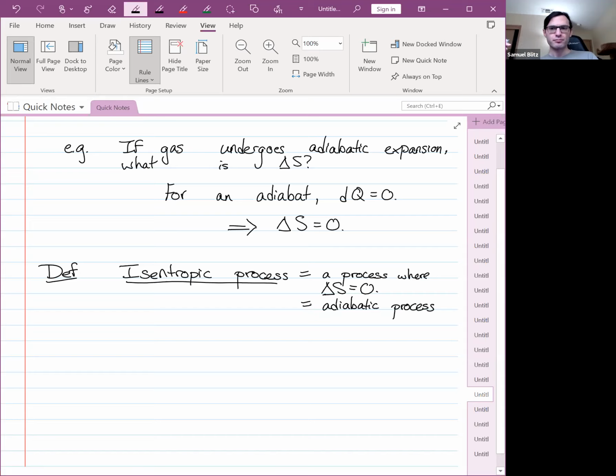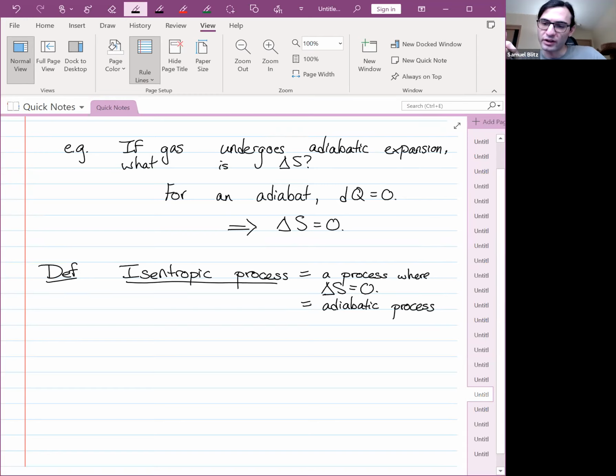Now, we know that there is an equation of state relating the pressure to the number of moles, the temperature, and the volume. This is PV equals nRT. It's the standard ideal gas law. We also know that there's an equation of state for the total internal energy of the system.